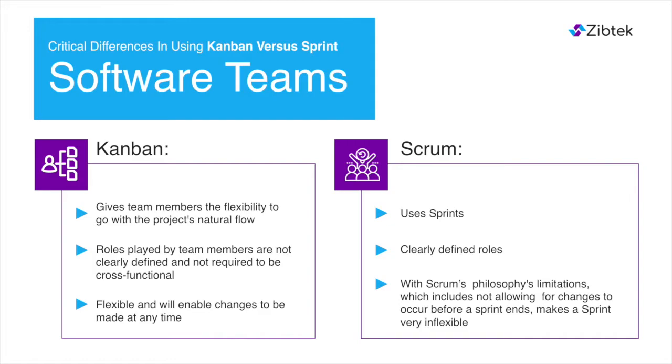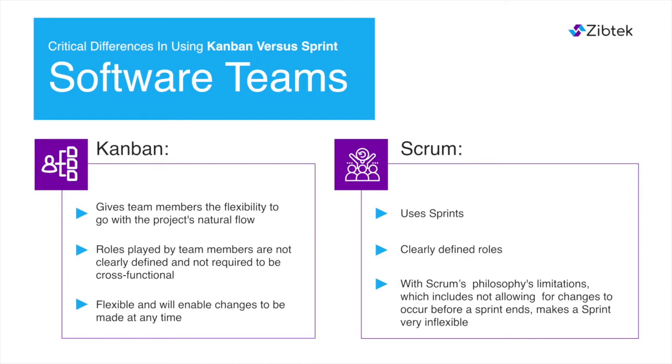The most fundamental difference between Kanban and Scrum is that Kanban gives team members the flexibility to go with the project's natural flow, without time limits, while Scrum uses sprints. Sprints influence a more structured approach through fixed deadlines, while Kanban uses a less defined time frame for projects. Another difference between the two methods is the roles that the team members play. In Scrum, the roles are clearly defined, while the roles in Kanban are not clearly structured.